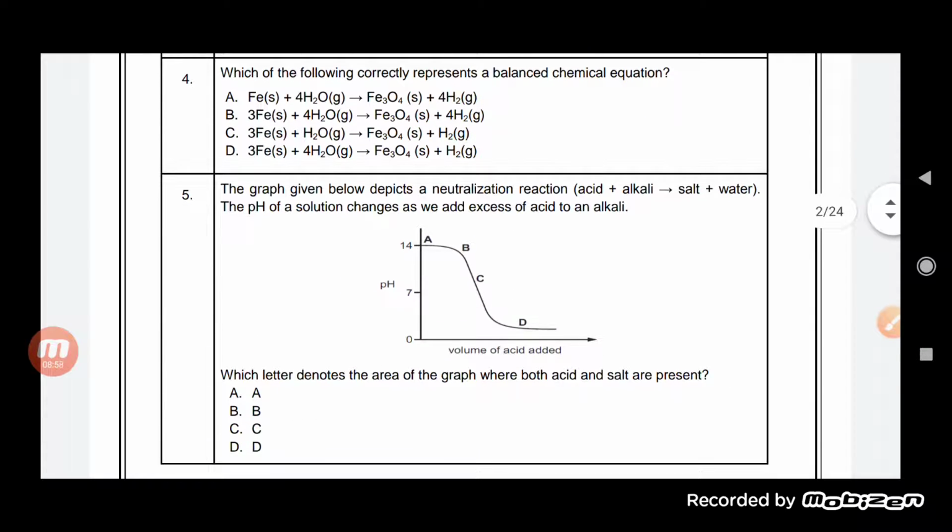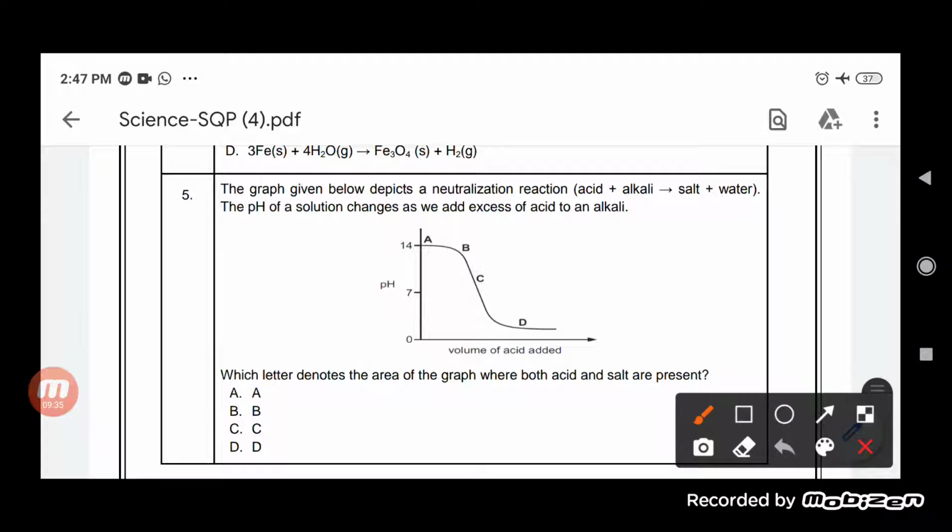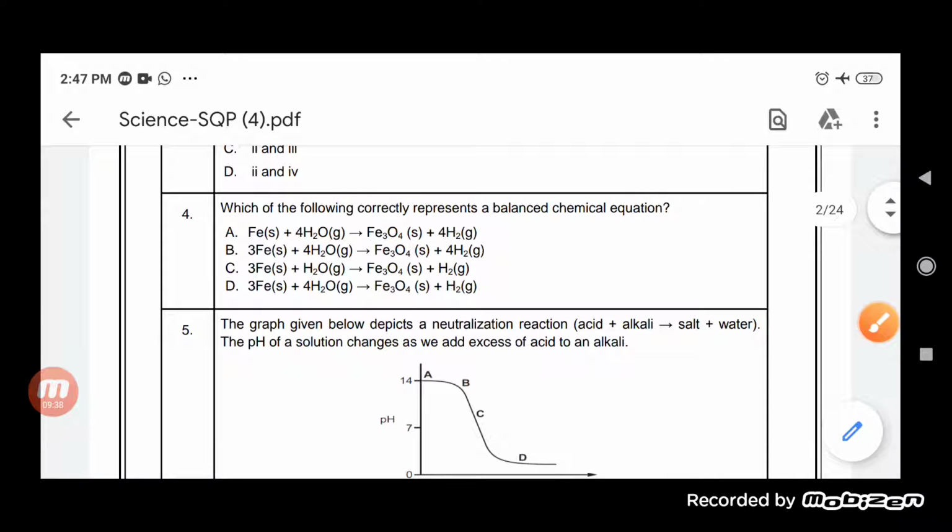Now let us see the next question. The question is, which of the following correctly represents a balanced chemical equation? Now see here. The first one is Fe plus 4H2O gives Fe3O4 plus 4H2. See whether it is balanced or not. On the left side iron is 1, but on the right side iron is 3. Hydrogen is 8, 4 into 2, on both sides, so hydrogen is balanced. Oxygen is 4 and oxygen is 4. So everything is balanced, but iron is still not balanced. So the first one is not a balanced chemical equation.